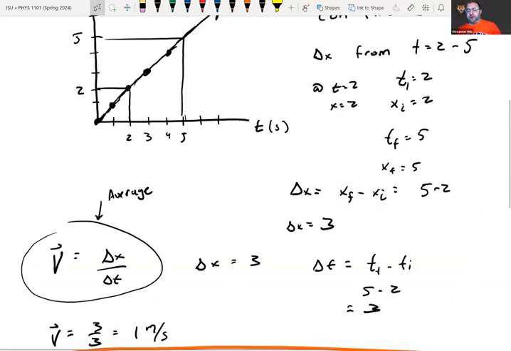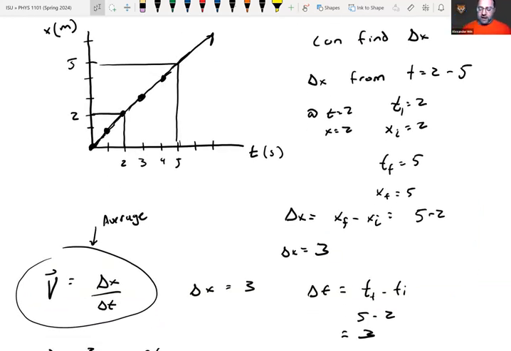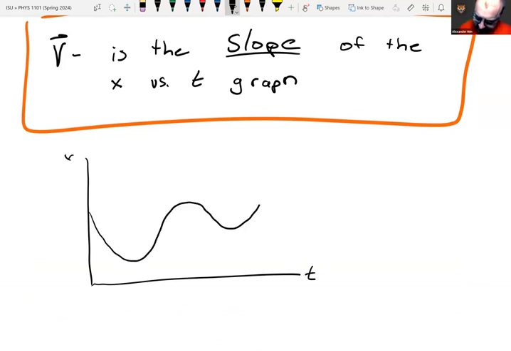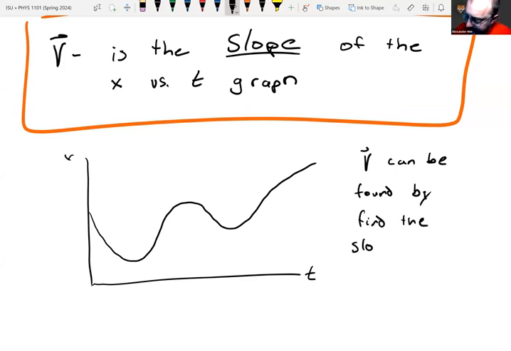Now, the other thing about this is you can imagine if we had an x versus t like this, and this is again beyond the scope of our course, but if we had an x versus t and it looked something like that, so it's constantly changing positions as time goes on. Basically what can happen is velocity can be found by finding the slope at any point on the graph.